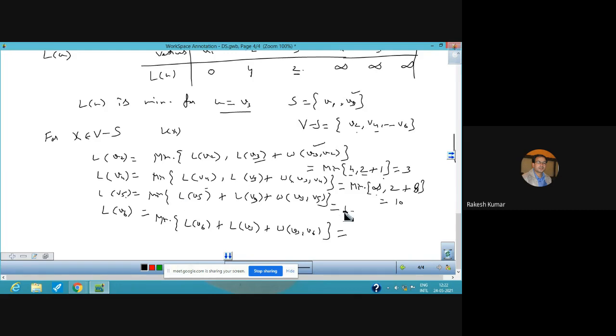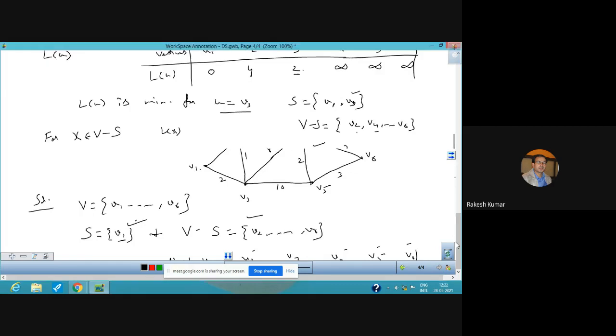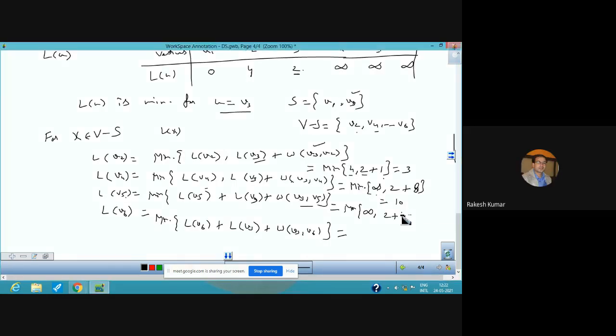Next, minimum of LV5. LV5 is again infinity, and your LV3 is 2 again, and the weight between V3 and V5 edge. You just check the graph. Weight between V3 and V5, this is 10. Now you can use 10 here. So 10 plus 2 is 12, and the minimum between infinity and 12 is 12. Similarly, the last step can be calculated.